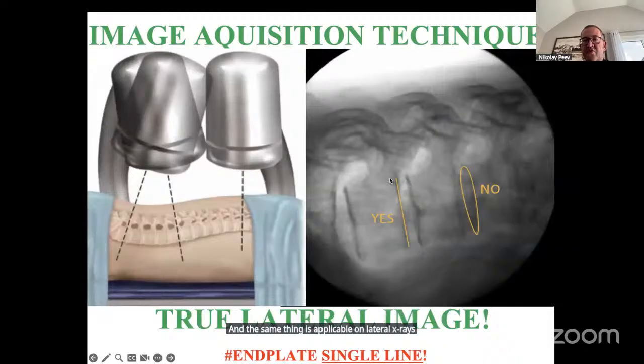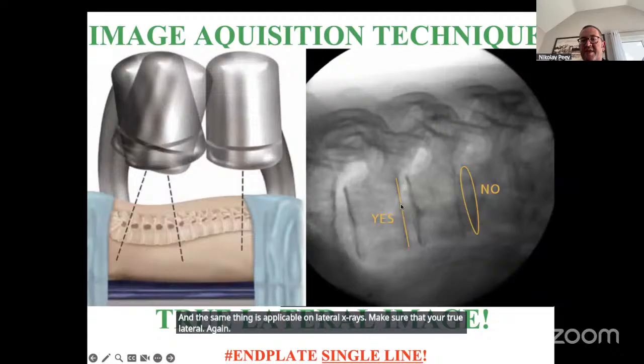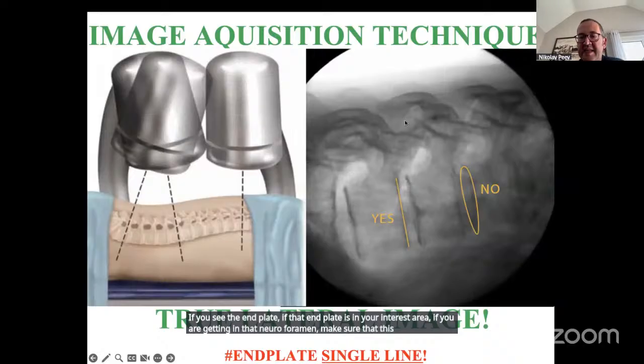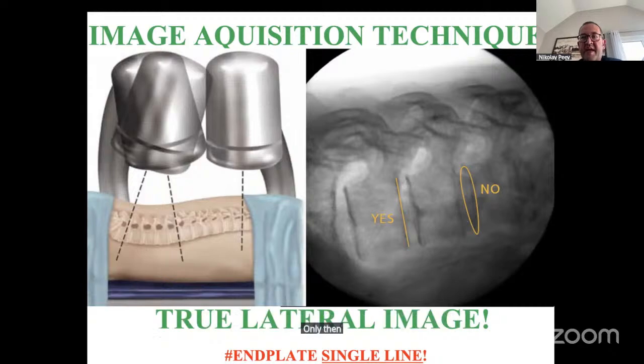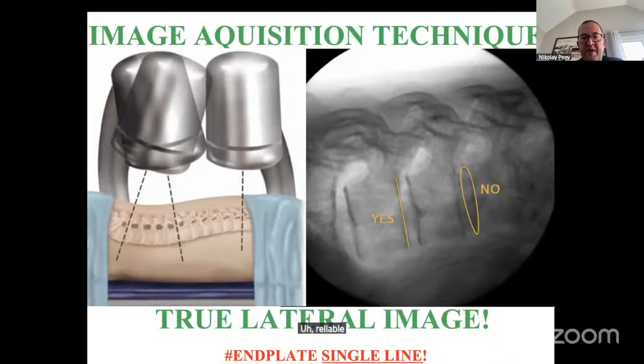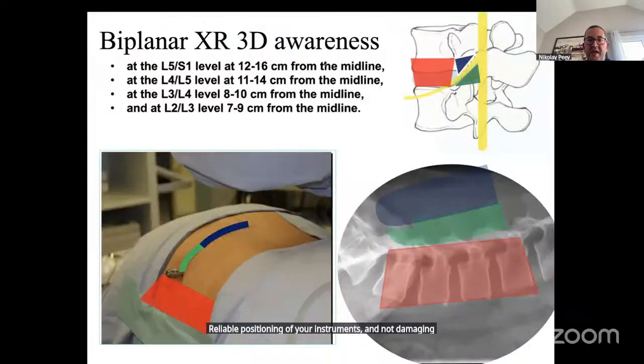Make sure that you're true lateral. Again, if you see the end plate in your area of interest, if you are getting into that neuroforamen, make sure that this end plate is aligned and not elliptical. Only then will you have reliable X-rays, and they will help you to get reliable positioning of your instruments and not damage structures.